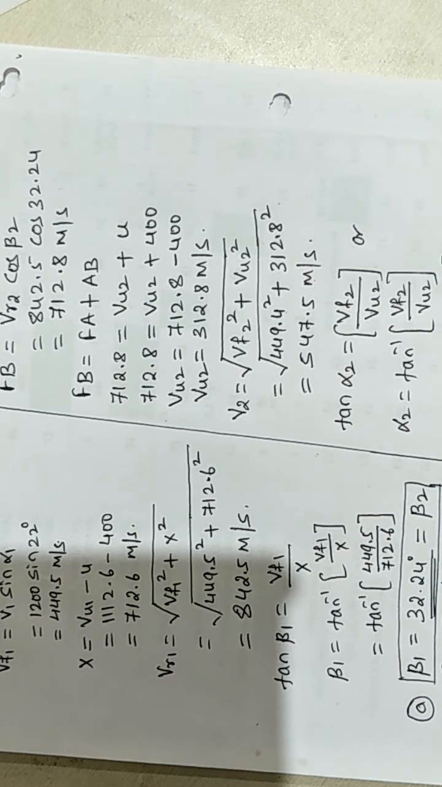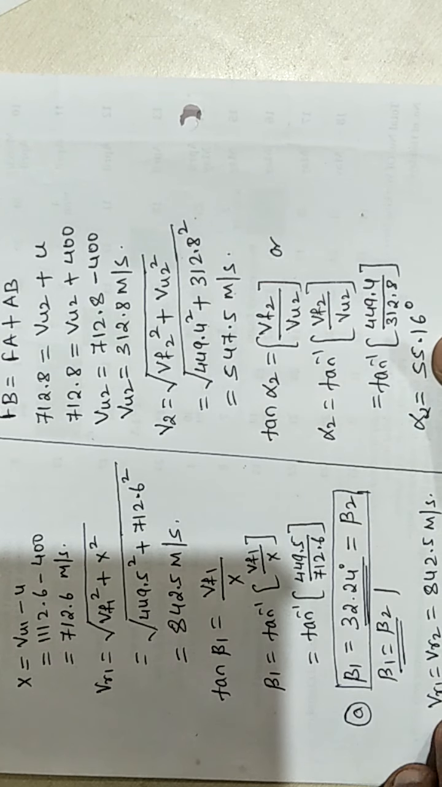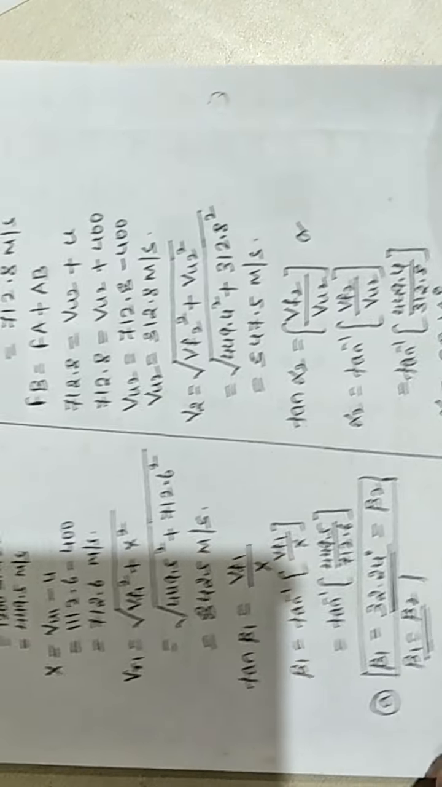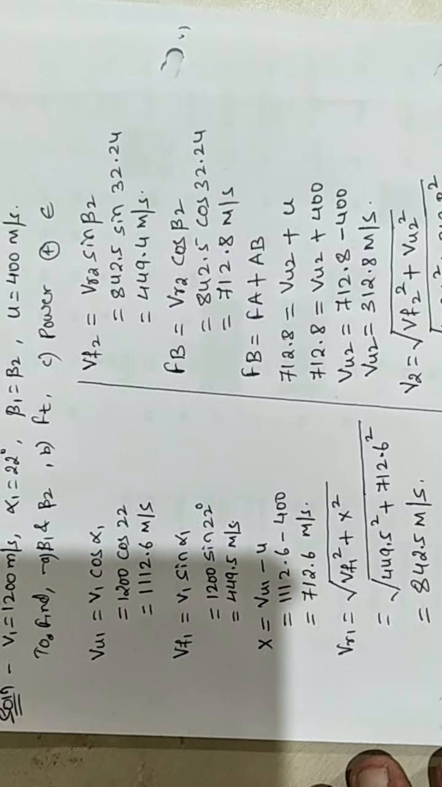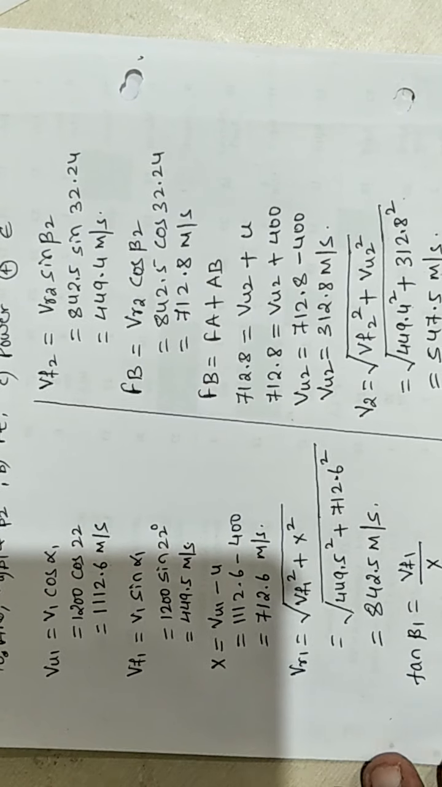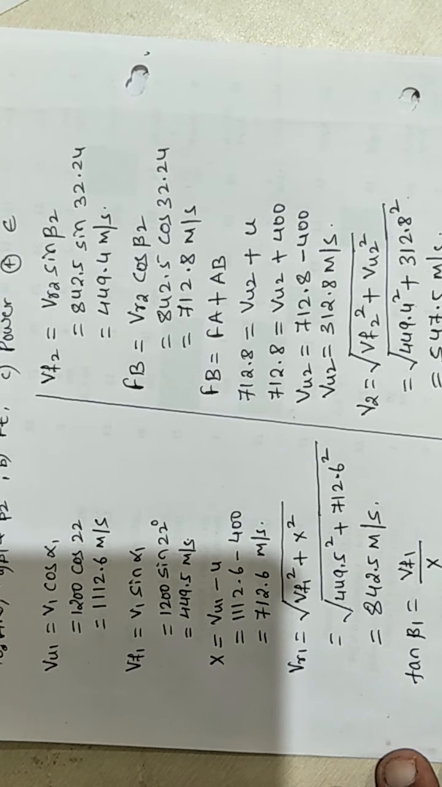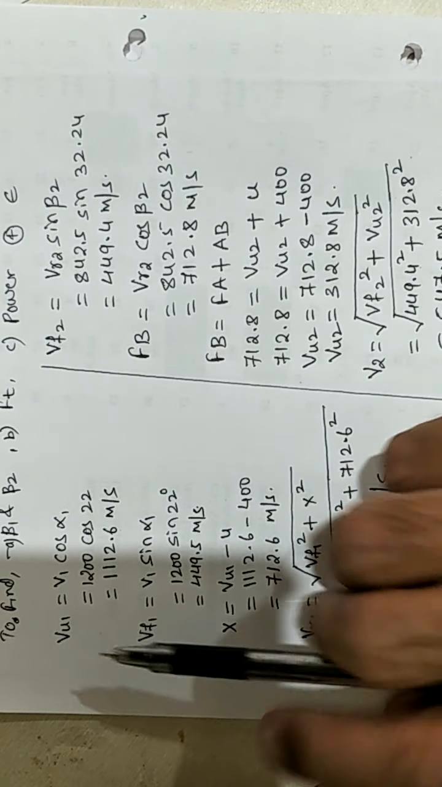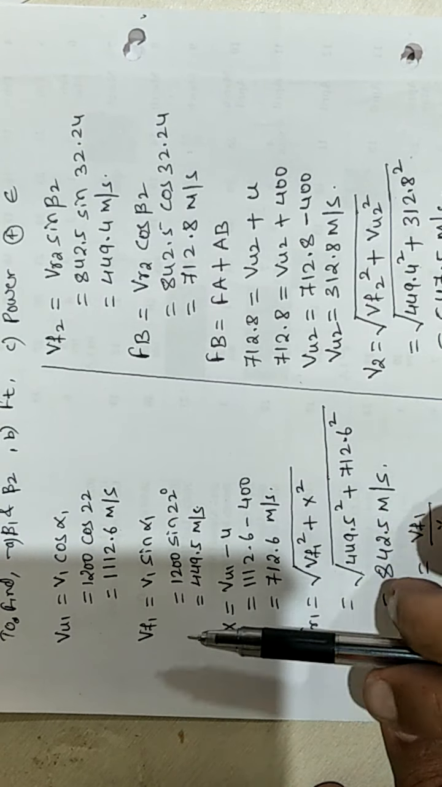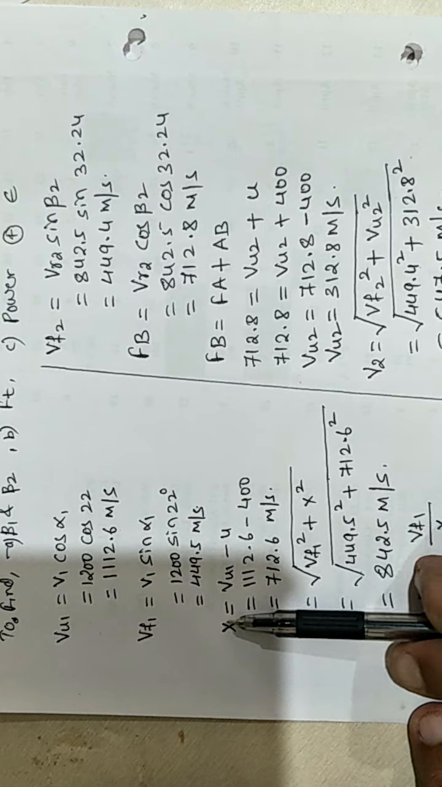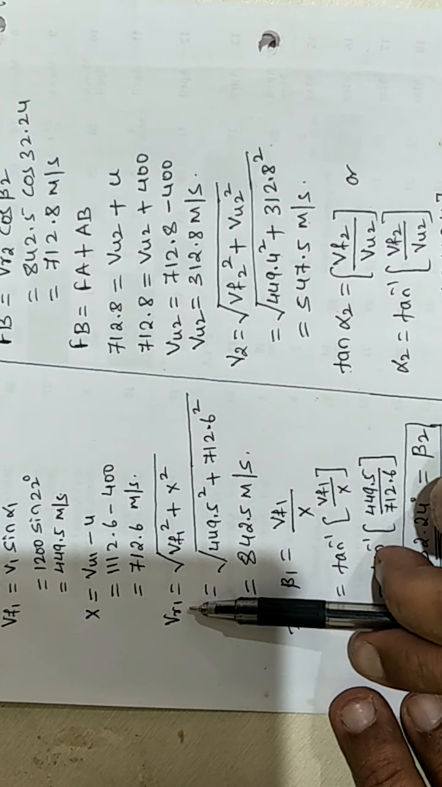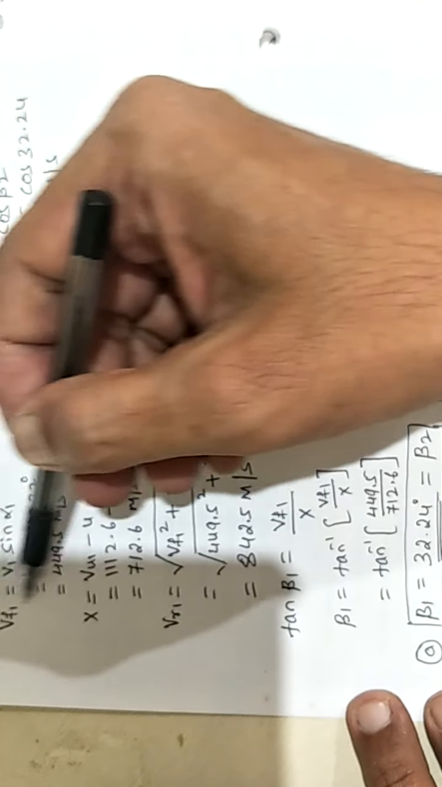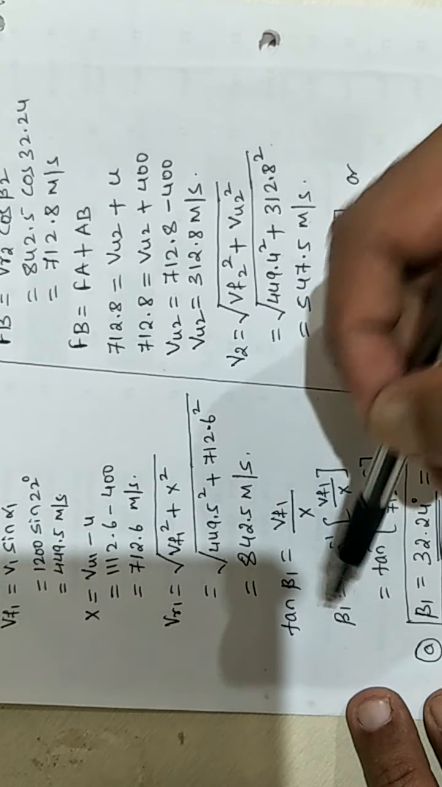So we have calculated the value of alpha 2, that is 55.16 degree, right? So this is the procedure that you have to follow for almost all the problems that are related to velocity triangle if you are solving by analytical method. So first you have to calculate VU1, then VF1, then X, then VR1, then tan of beta 1. So these are the 5 important relations for inlet.